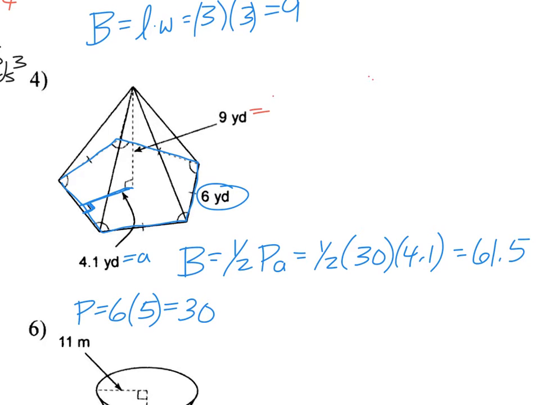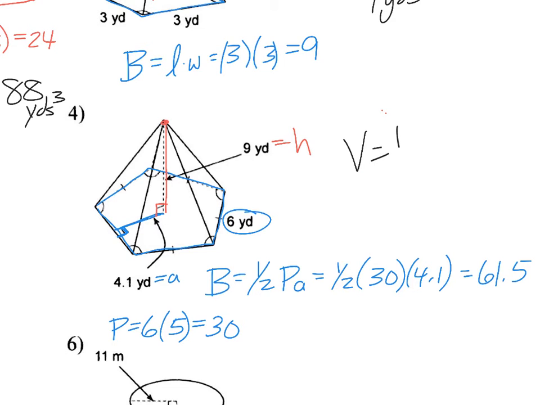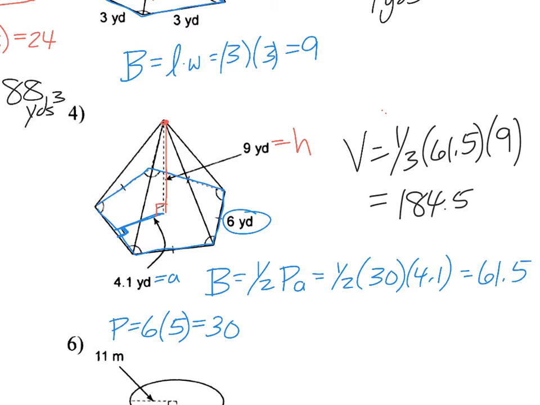Right here is my H, my height for my pyramid. So volume is 1/3 big B, which is 61.5, times H, which is 9. So 1/3 times 61.5 times 9, I get 184.5, again, yards cubed.